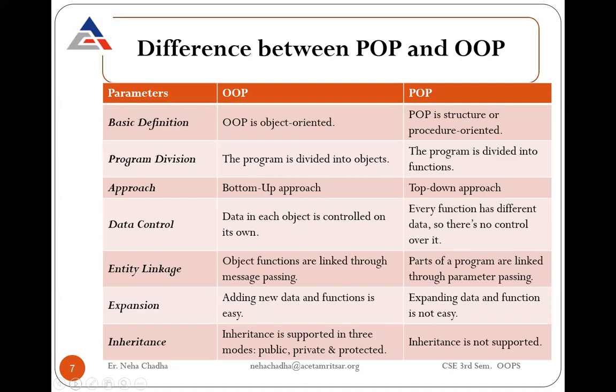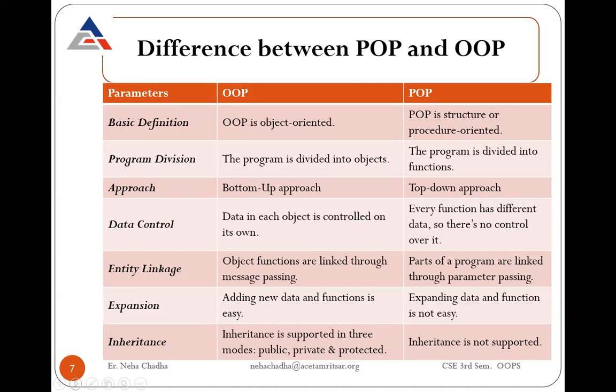Approach: object-oriented is a bottom-up approach, procedure-oriented is a top-down approach. Now let's differentiate between the bottom-up approach and the top-down approach. Bottom-up approach means that you can write your main function and define your functions later on. But in procedure-oriented, you have to complete your program completely, then only can you run your program. You can't wait for the functions to be written later on.